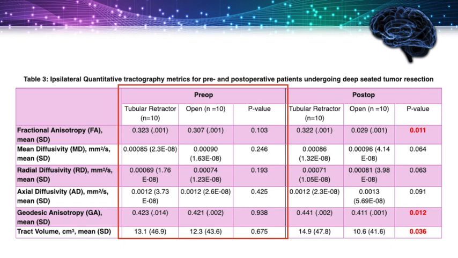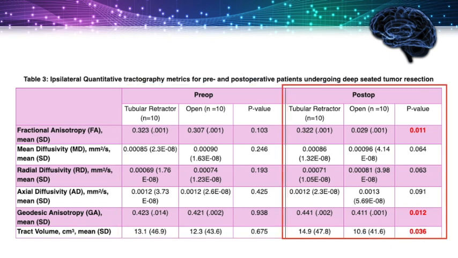When we get into our postoperative views, we do see less of a decline in the FA, or fractional anisotropy, in our tubular retractor group compared to the open group, as well as improvements in the geodesic anisotropy in our tubular retracting group. This gives us a sense that in the tubular retractor group, we infer that there's less abnormality or misalignment of the normal white matter tract flow, as well as less compression, probably in the form of edema that we're seeing in that proximal region of the parenchyma around our resection cavities, which gave us some of those numbers.